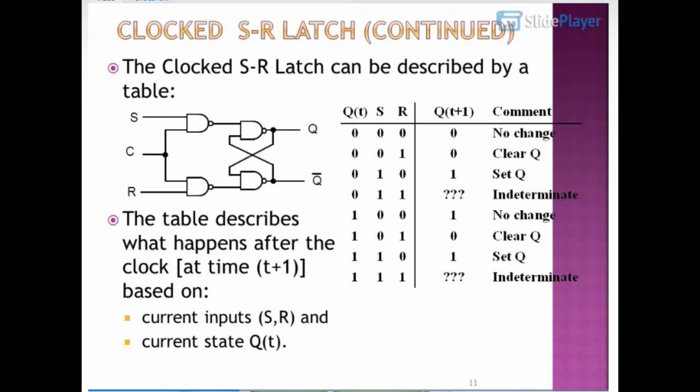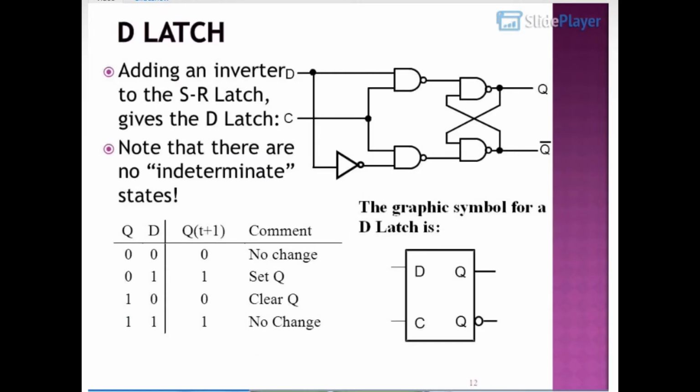The clocked SR latch can be described by a table. The table describes what happens after the clock, at time T plus 1, based on current inputs S, R, and current state Q(T). D latch. Adding an inverter to the SR latch gives the D latch. Note that there are no indeterminate states. D, Q, C. Q(T+1). Comment. No change. Set Q. Clear Q. No change.